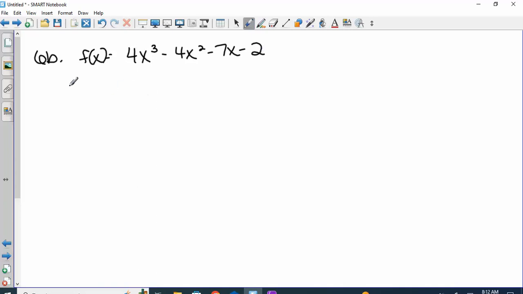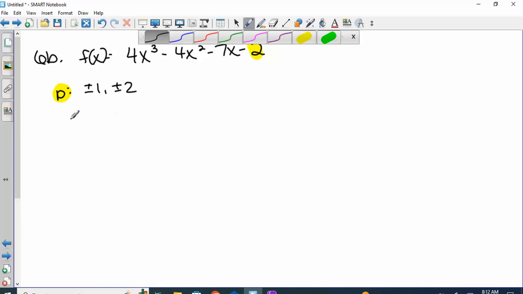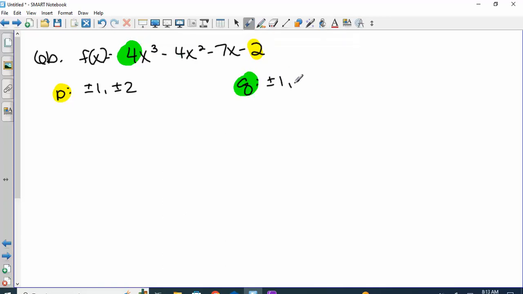So, the p-values. Where do we look to get the p-value? The constant. So my constant is -2. So my p, everything that goes into -2 will be plus or minus 1, plus or minus 2. Q comes from where? Leading coefficient. So that's my 4. So everything that goes into 4 will be plus or minus 1, plus or minus 2, plus or minus 4.